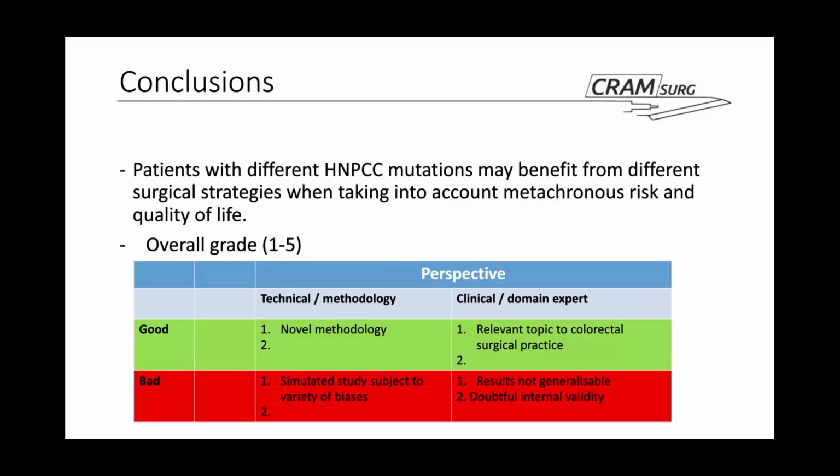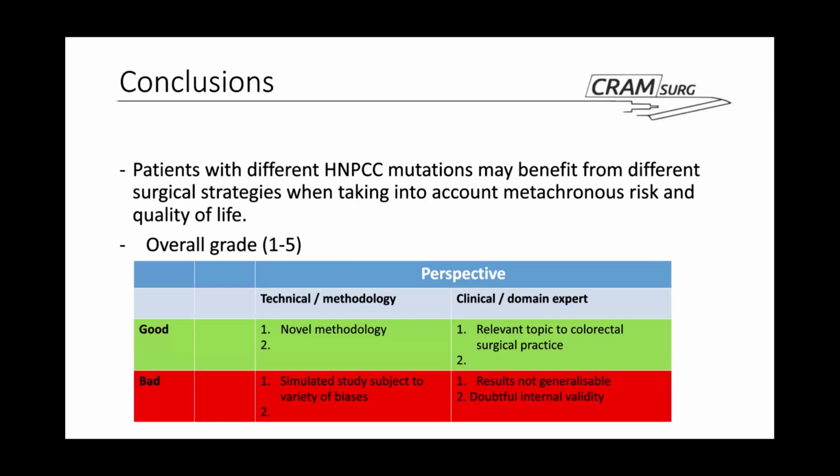So to briefly conclude, the paper acknowledges that patients with different HNPCC mutations may benefit from different surgical strategies, taking into account the metachronous risk and their quality of life with the procedures that are being offered. In terms of what we generally think about the paper, some positives about it. It's quite a novel methodology. Both me and Pratik talked about how we hadn't seen many papers like this before. It took a bit of getting used to, but it was interesting to see the different type of research that's being undertaken. And it's definitely relevant to colorectal practice, and specifically Lynch patients.